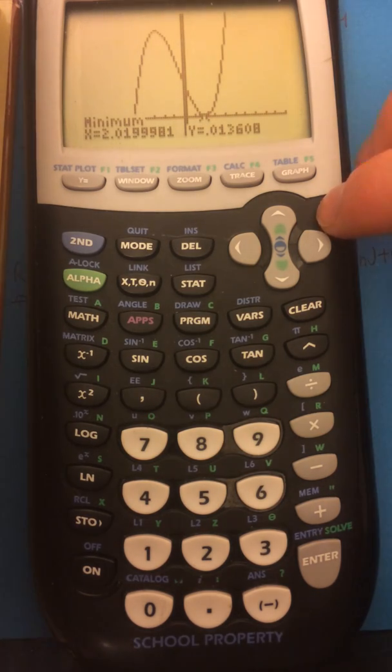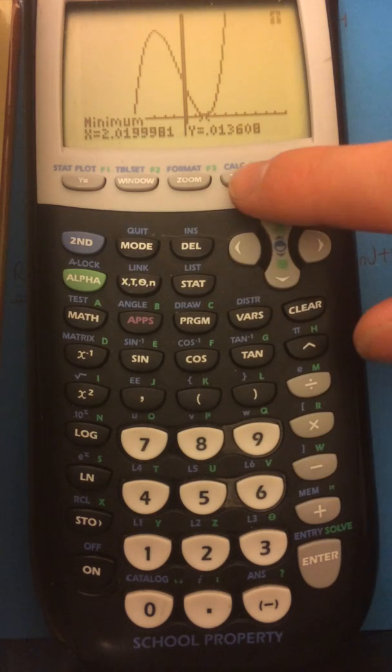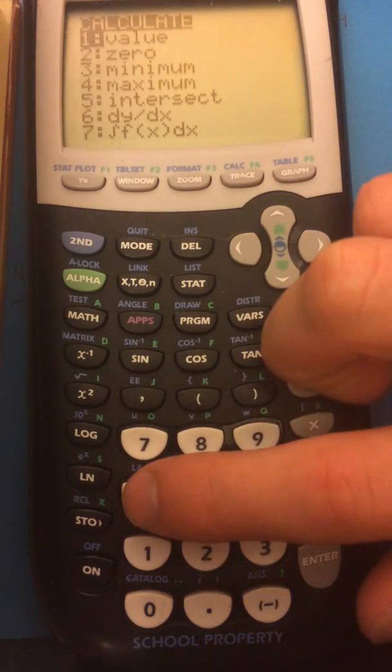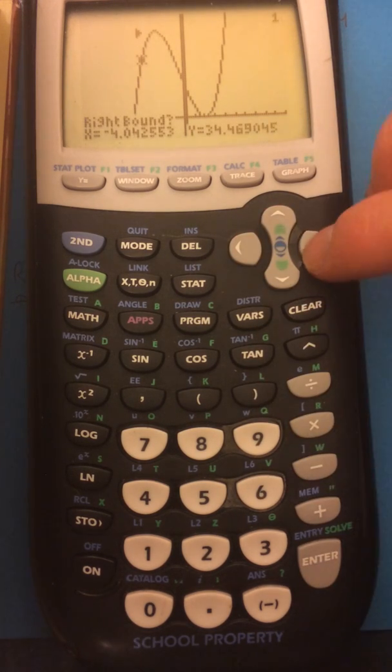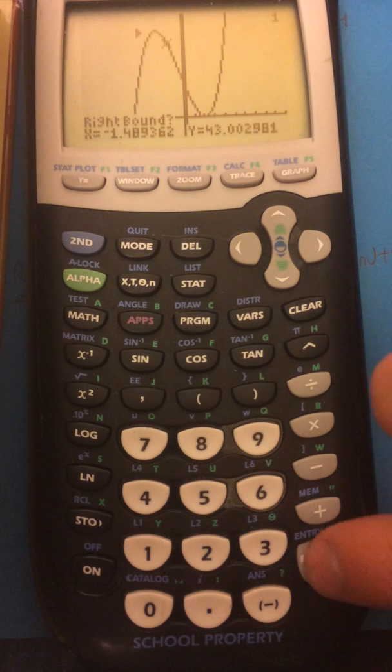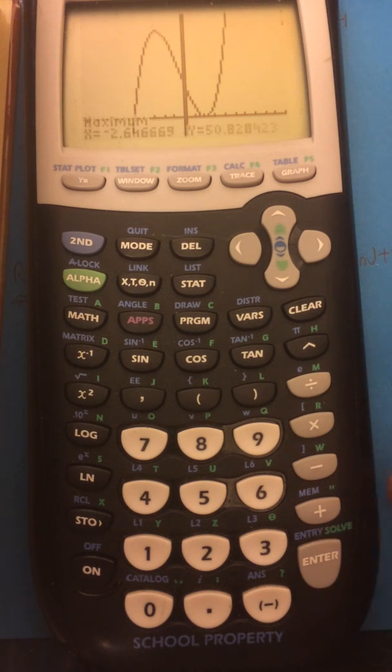So now we're going to find the local maximum. Second calc, maximum this time, 4, and we're going to go to a left bound point. Let's try right over here, enter, and a right bound point, enter. That's going to bring us to negative 2.647, comma 50.828. So that is going to be our local maximum.